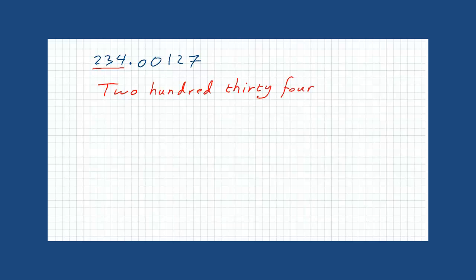Let us take this final example. Read first the number to the left of the decimal point, 234. So we will say 234, and this is the decimal. The number to the right, we read it 127. So we will say "and" 127.